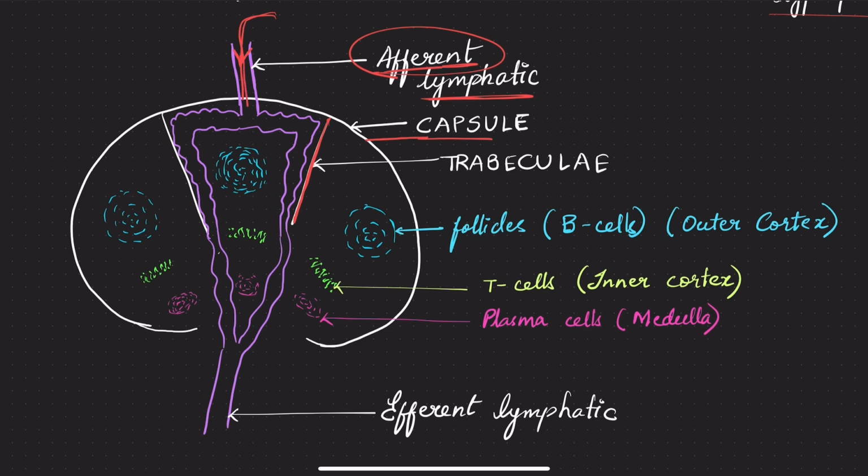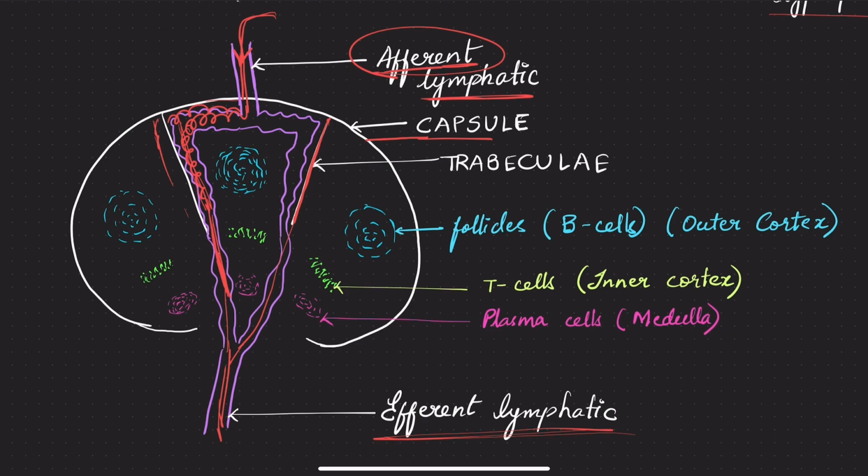So lymph enters, and beneath the capsule there are subcapsular sinuses. It flows through subcapsular sinuses and through this trabecula. Along the trabeculae are the trabecular sinuses, also called the cortical sinuses, and this inner side is the medullary sinuses. Ultimately, all these sinuses merge and exit the lymph node through the efferent lymphatic channels.